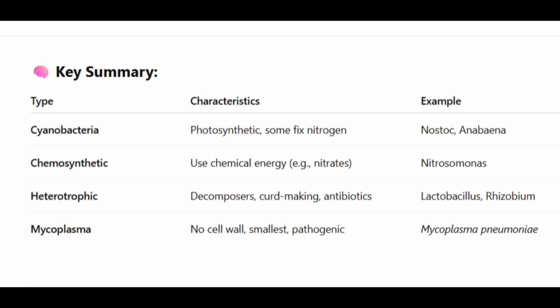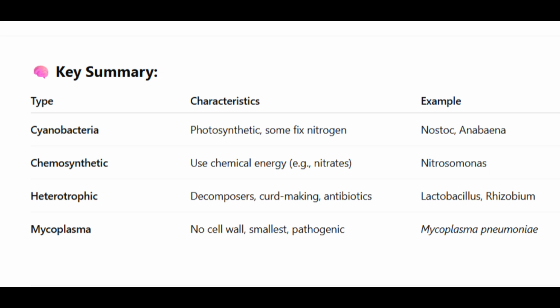Chemosynthetic bacteria. These are the chemical energy harvesters. Instead of sunlight, they get energy by oxidizing inorganic chemicals like ammonia or nitrites. Nitrosomonas is a prime example, playing a vital role in nutrient cycles, especially nitrogen. Heterotrophic bacteria. The recyclers and helpers. Most bacteria fall here. They decompose organic matter, but many are incredibly useful. Lactobacillus turns milk into curd, others produce life-saving antibiotics, and Rhizobium fixes nitrogen in legume roots. Though some can cause disease.